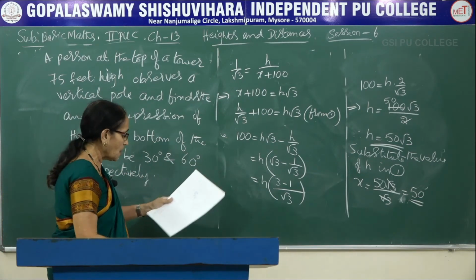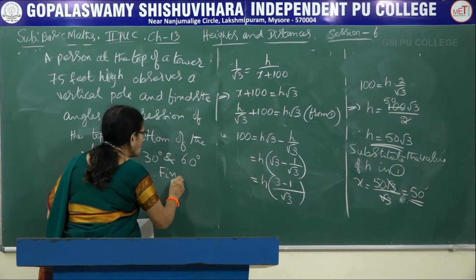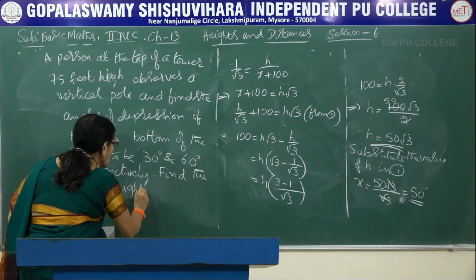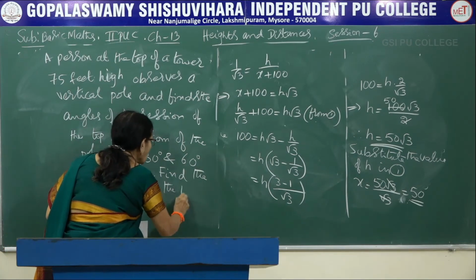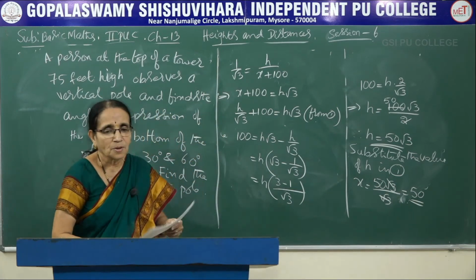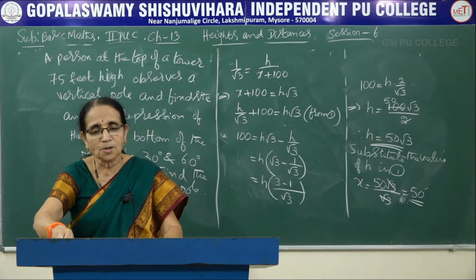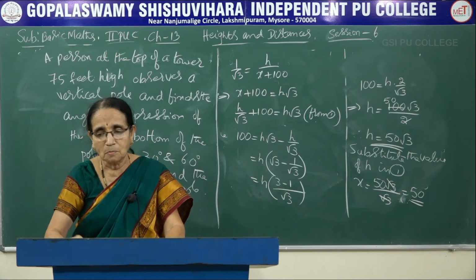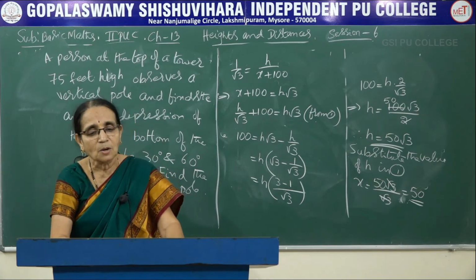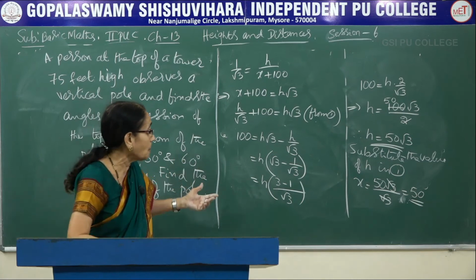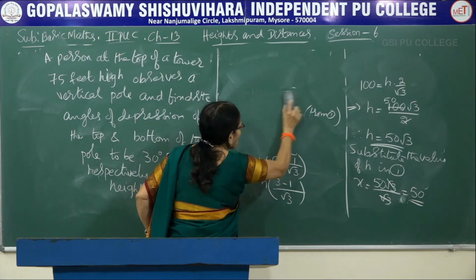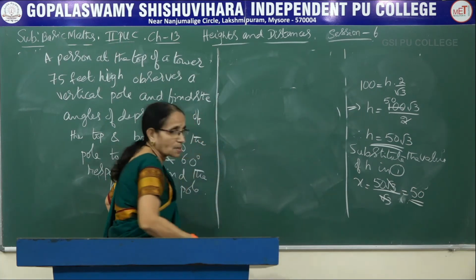What is our problem now? Find the height of the pole. Now, this is the problem. See here, when the person is above the ground level, the angle of depression will be given. You have to find out whatever has been asked in the problem. Now let us read the problem and let us see what has to be calculated.